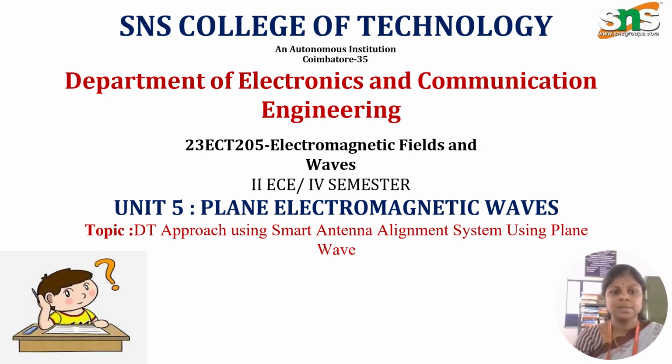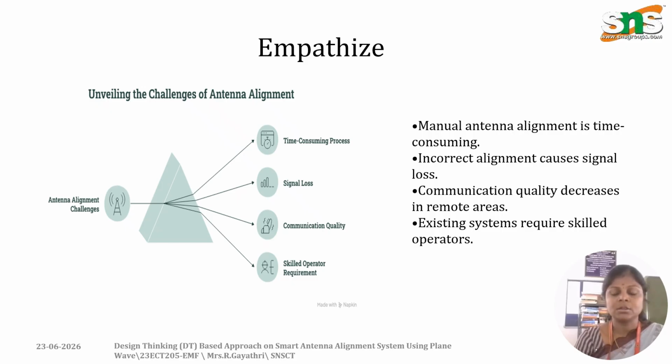Today I'm going to discuss the topic of the design thinking approach using smart antenna alignment, particularly used in plane wave applications, which is under Unit 5, plane electromagnetic waves, studied by second year students in electromagnetic fields and waves. At the SNS institution, we are following the design thinking approach, which is based on 5 stages: empathy, define, ideate, prototype, and test.